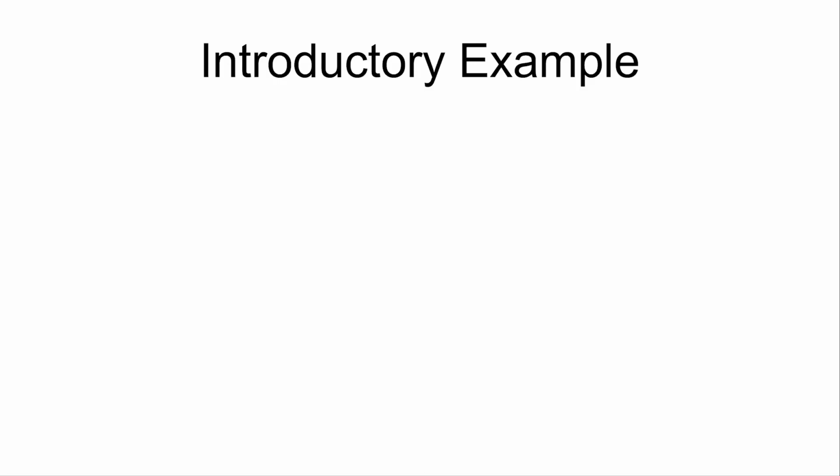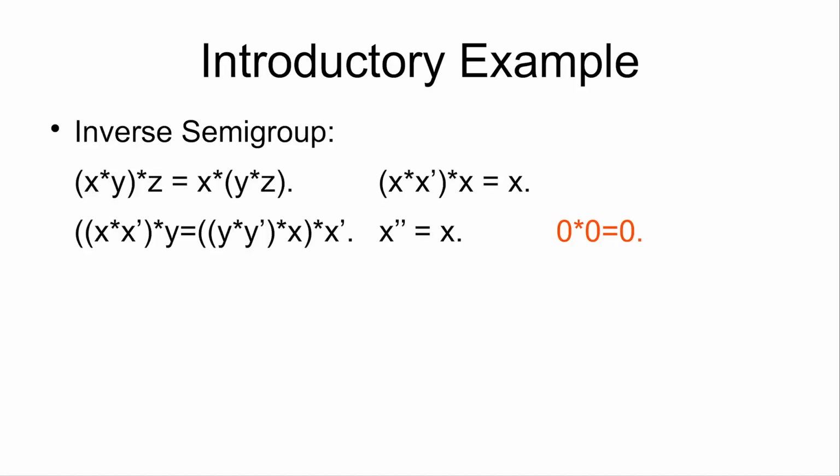Now, a simple example will show the magnitude of the problem we want to solve. Suppose we want to generate all inverse semigroups of order 8. Now, to define an inverse semigroup in first-order logic is very simple. We only need 4 simple clauses as shown here. The last one in red is not part of the definition. It is for symmetry breaking, which we will discuss later.